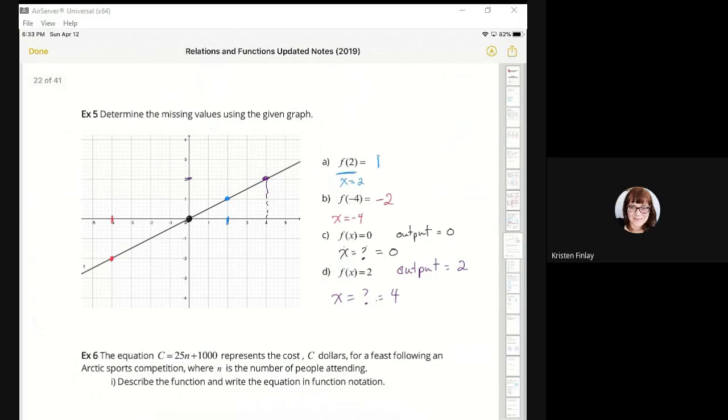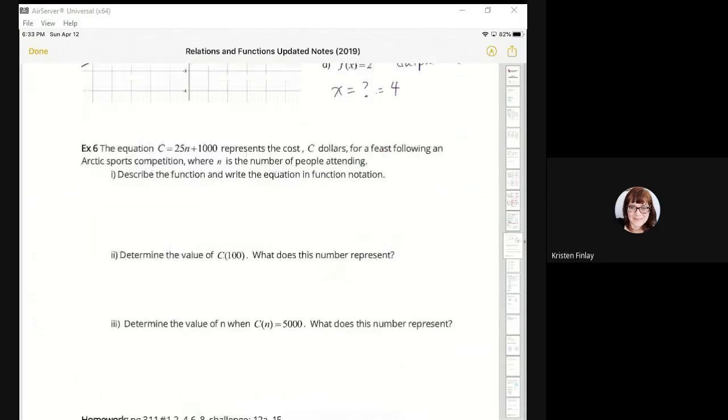Okay. Now our last example here, the equation C is equal to 25n plus 1,000. So we're dealing with, it represents the cost, C dollars, for a feast following an Arctic sports competition where n is the number of people attending. So it says describe the function and write the equation in function notation. So to describe this function, we're going to say that the cost of the event is a function of time.